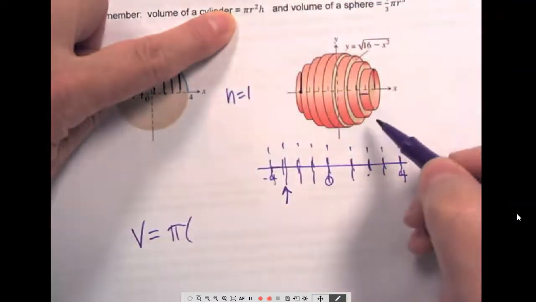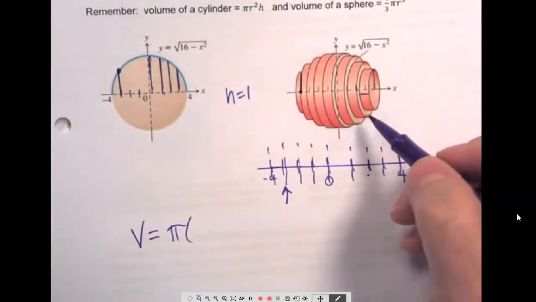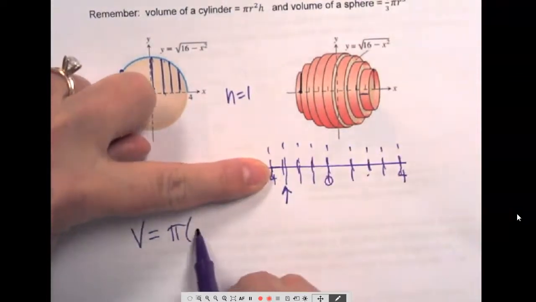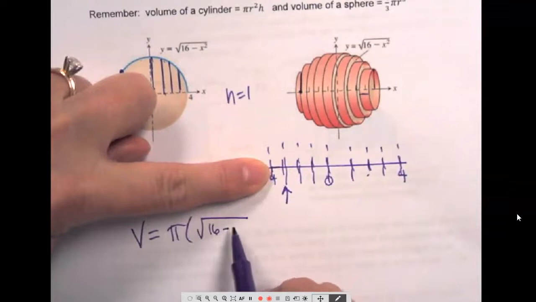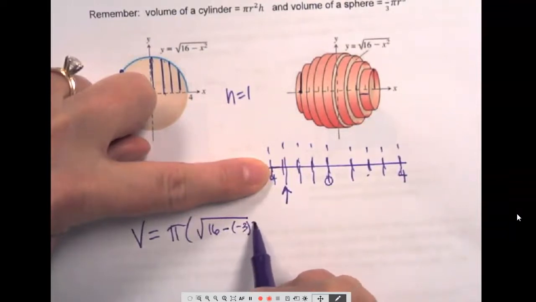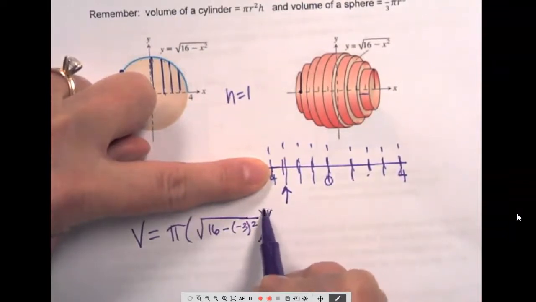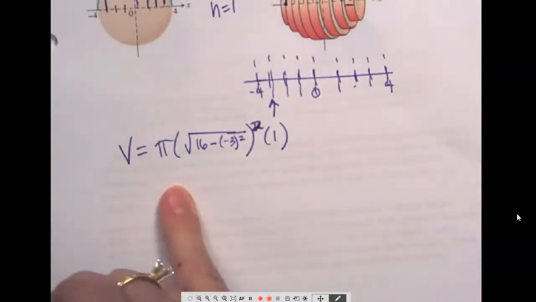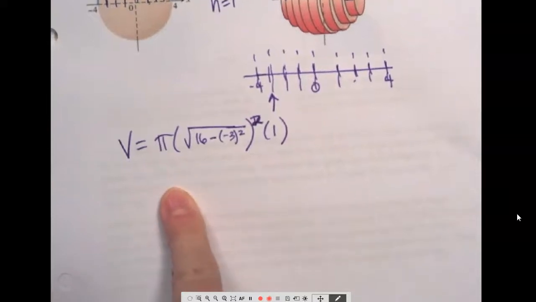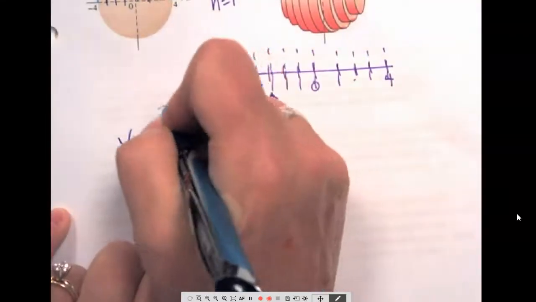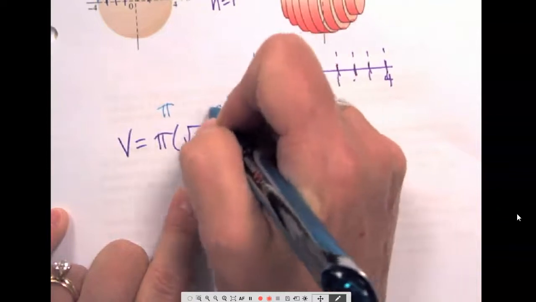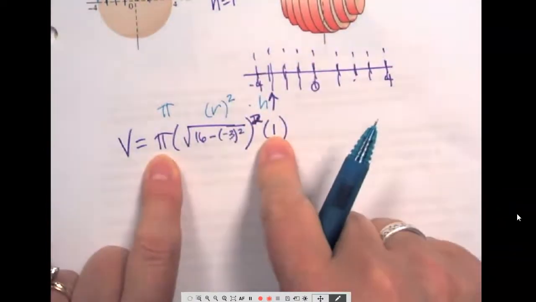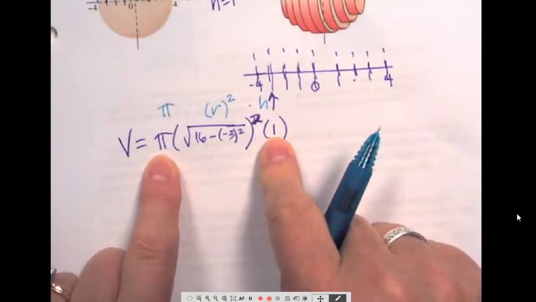Height is 1. The only thing that changes is the radius. Okay, so for the first radius, I'm going to use 16 minus -3 squared times the height. So this right here is pi r squared times the height. And we have to do it 8 times.